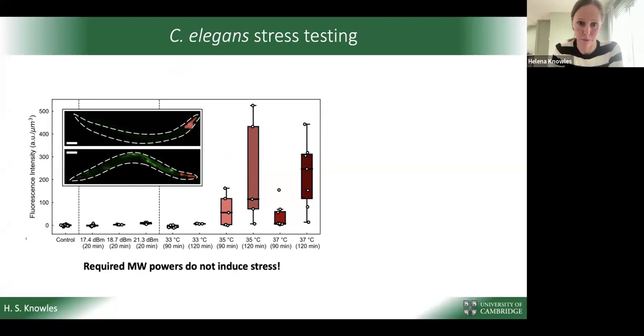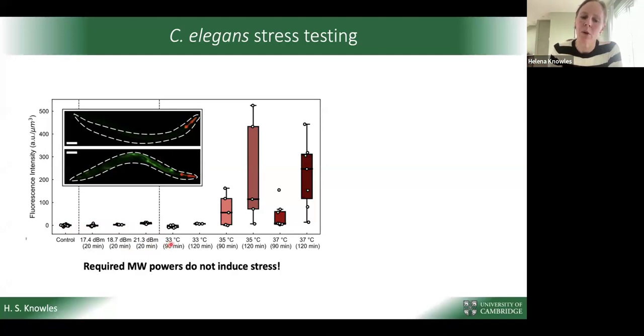So we call these our Hulk worms, because when they get unhappy, they turn green. And so this red part here allows us to normalize the fluorescence from each worm, and we can use that as a control to normalize the counts in each case. So what you can see here is the fluorescence intensity. So we've got a control, which of course doesn't have any green. And then we apply different microwave powers for 20 minutes duration, and make sure that there are as low levels of green as the control.